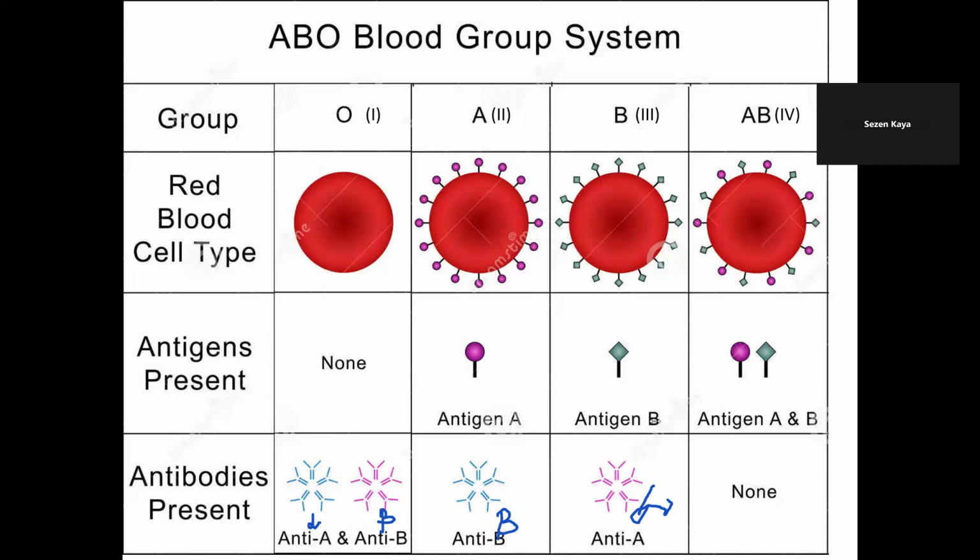Why is it important? Because you can see that group A has beta in the blood plasma, B has alpha, and AB has neither alpha nor beta. Why? Because if alpha meets A or beta meets B, they will make a complementary reaction, agglutination.